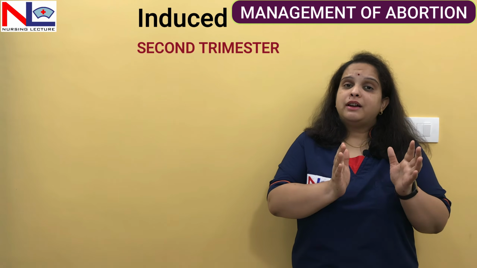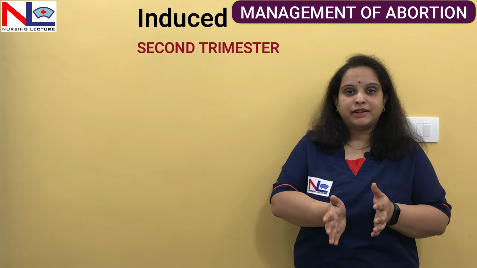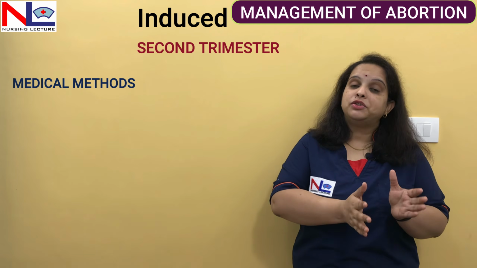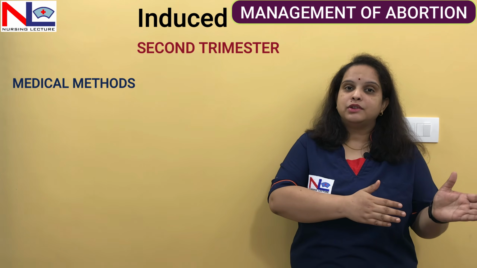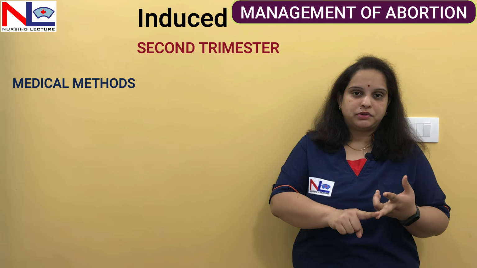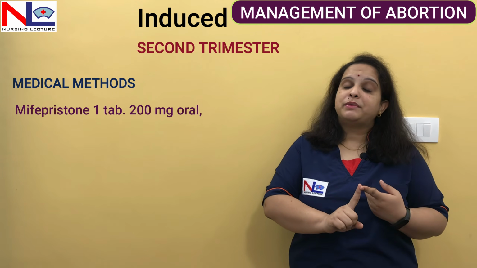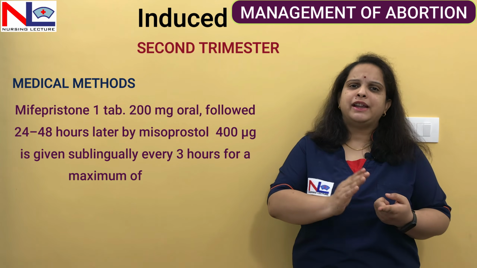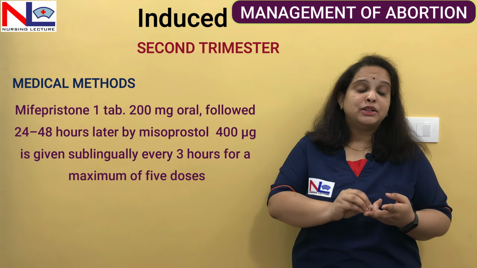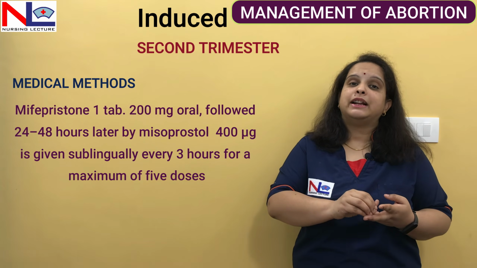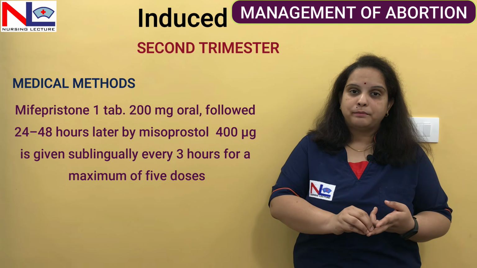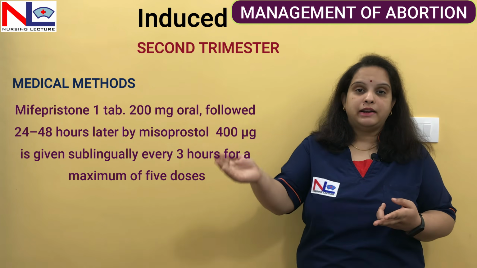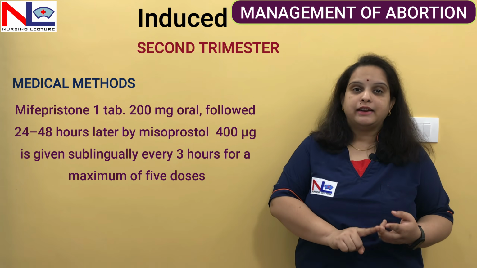Now in the second trimester, again we can use medical and surgical methods. In the medical method, we can select the combination of these two drugs as I have mentioned in the first trimester, that is mifepristone and misoprostol. But here we can give mifepristone about 200 milligram orally, and 24 to 48 hours later we can administer misoprostol, but the dose varies, approximately 400 microgram, sublingually or vaginally. We can repeat this dose 3 to 4 hourly, up to a maximum of 5 doses.